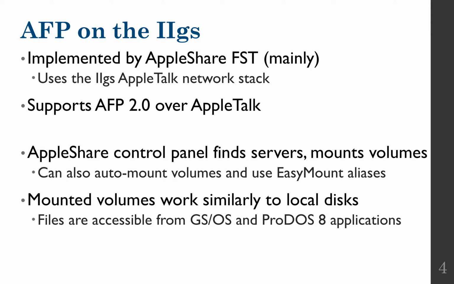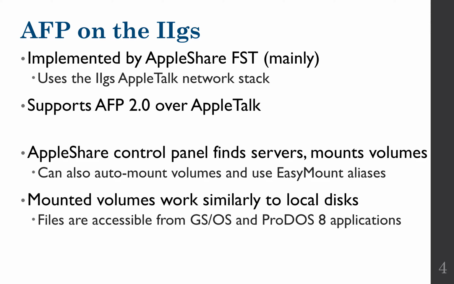Now to talk briefly about how AFP is implemented on the GS. It's implemented mainly in the AppleShare FST, although there are actually a number of other system components involved to some extent. And it works by calling into the Apple 2GS AppleTalk network stack. It supports AFP version 2.0, which is the version from around the late 1980s when the Apple 2GS implementation was written, and it supports it over AppleTalk networks.